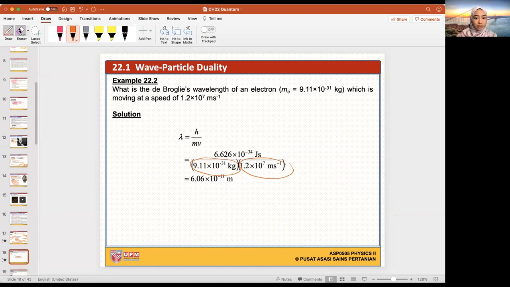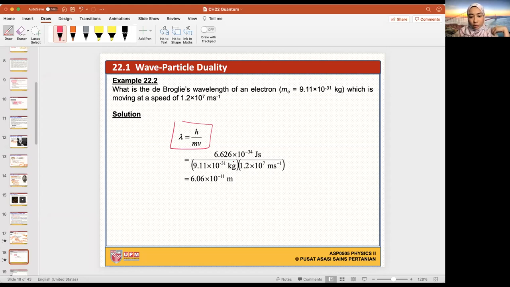Next one. Oh, tadi. What is de Broglie's wavelength? So dia bagi hint terang dan nyata. Use this equation of an electron where the mass is 9.11 times 10 to the minus 31 kilogram, which is moving at a speed of 1.2 times 10 to the 7 meter per second. Okay, this is just a case of putting in the values.